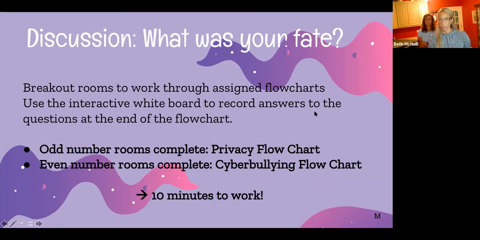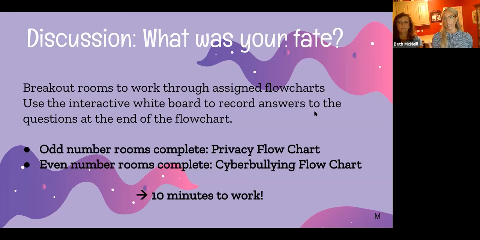Before you get started, I think it would be helpful for you to introduce yourselves in your breakout rooms, kind of talk about your role, and then decide, do we want to work through this together or do we want to work through it independently and then use the chat feature? We're trying to give you some options for what you think would work best.